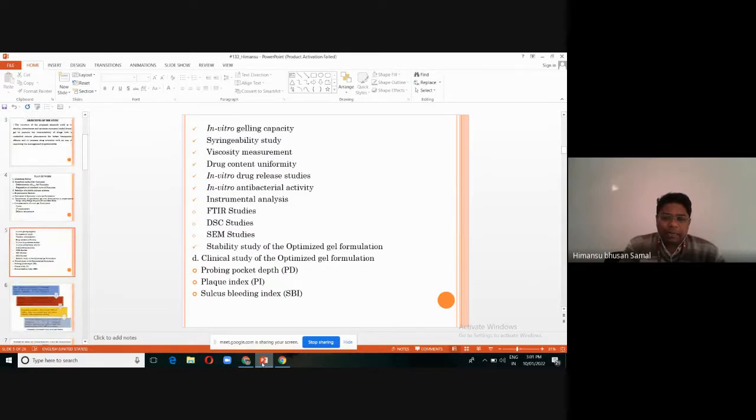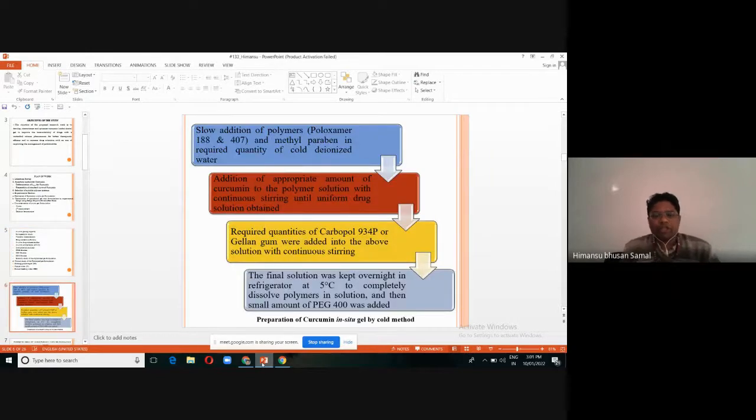After that, the optimized formulation is carried forward for the clinical study, that is probing pocket depth, plaque index, and sulcus bleeding index. Next, we come to the fabrication of curcumin gel. The curcumin gel is prepared by the cold method using the thermosensitive polymers Poloxamer 188 and 407. First, we add the polymer, that is Poloxamer, and methyl paraben slowly in the required quantity of cold deionized water. Then an appropriate amount of curcumin is added to the above polymeric solution with continuous stirring.